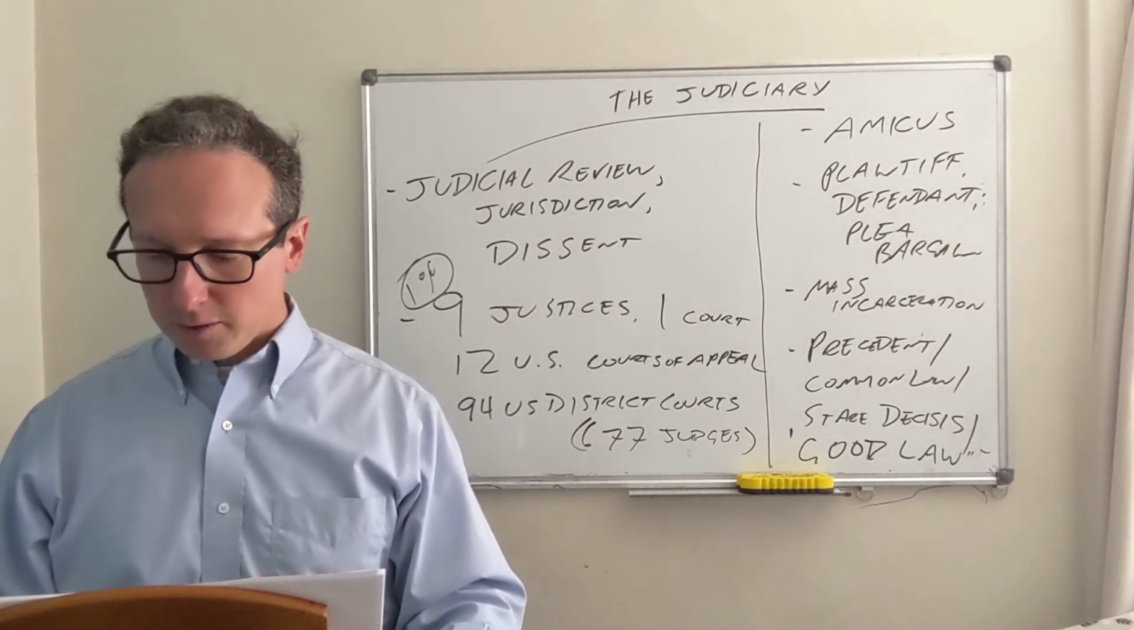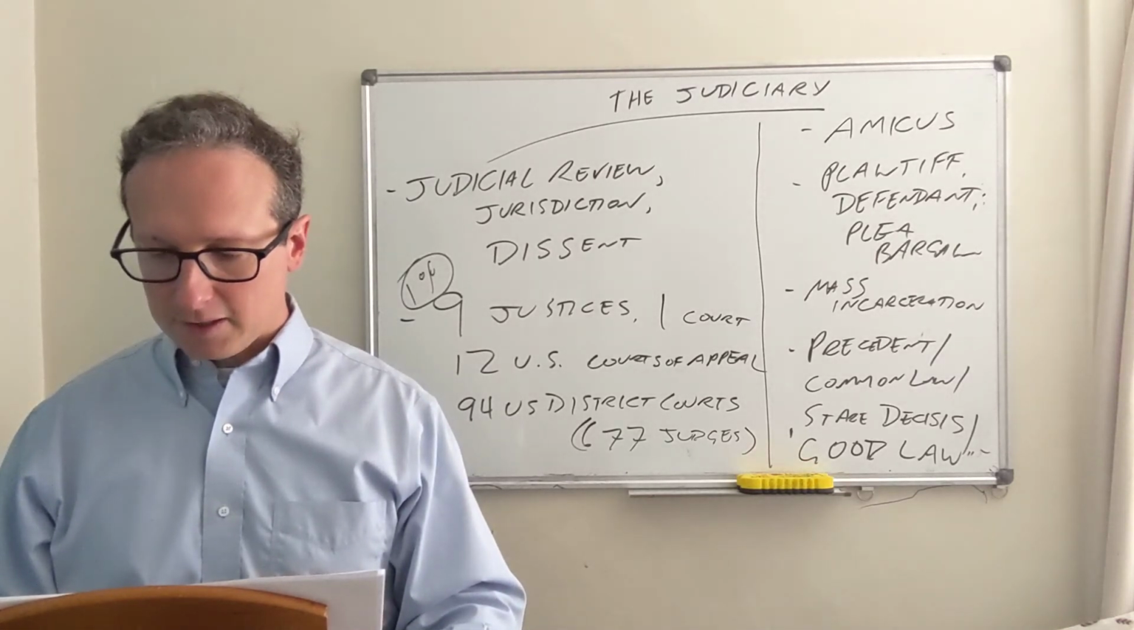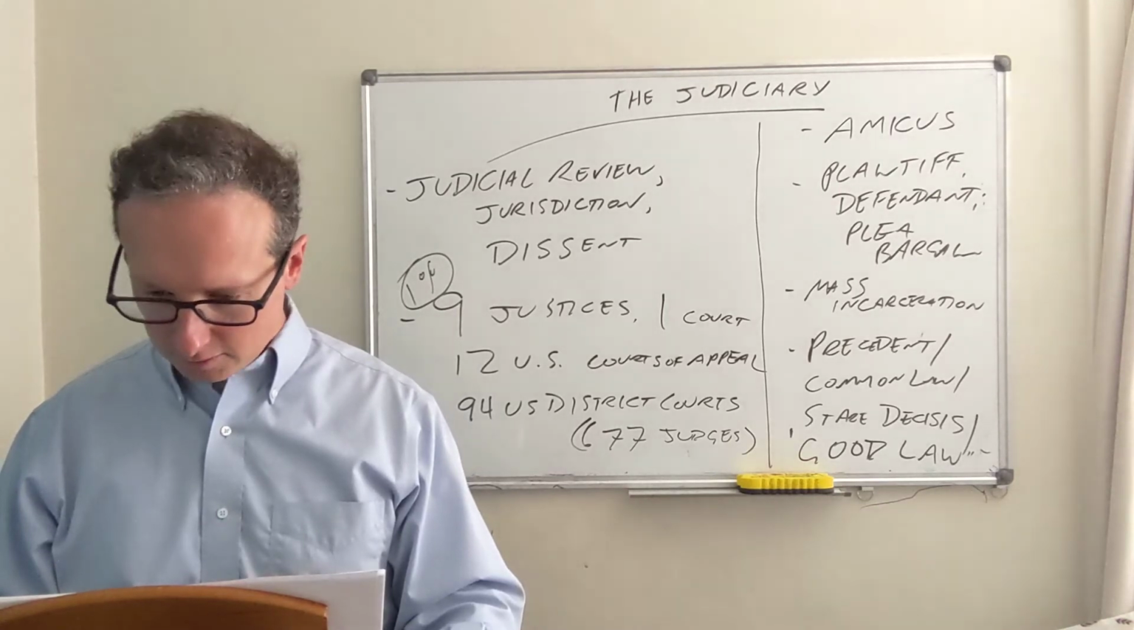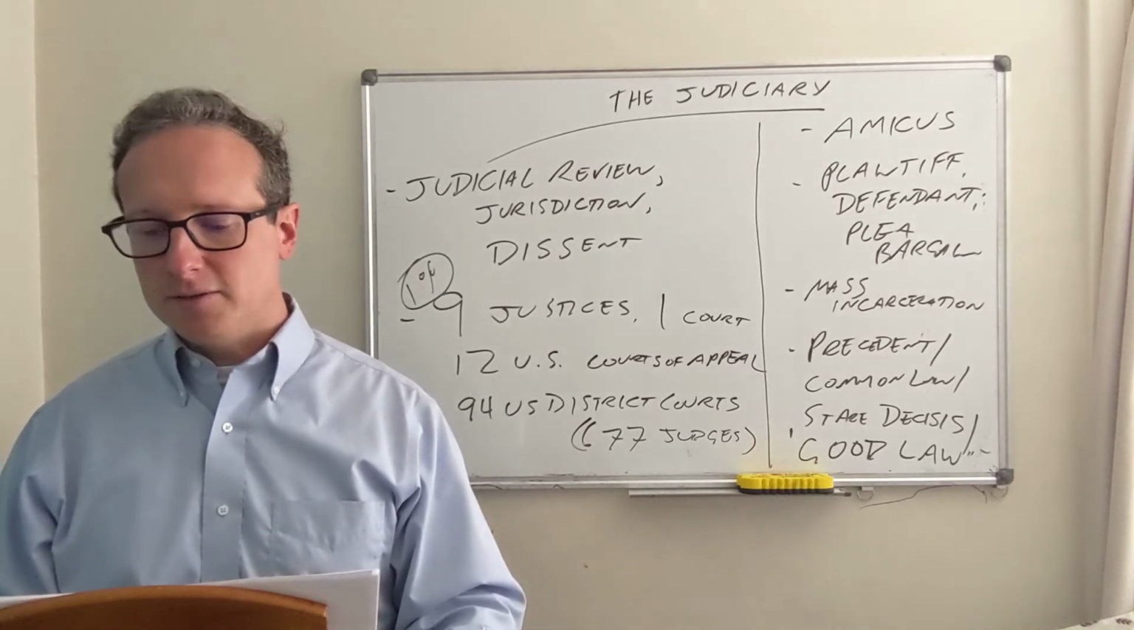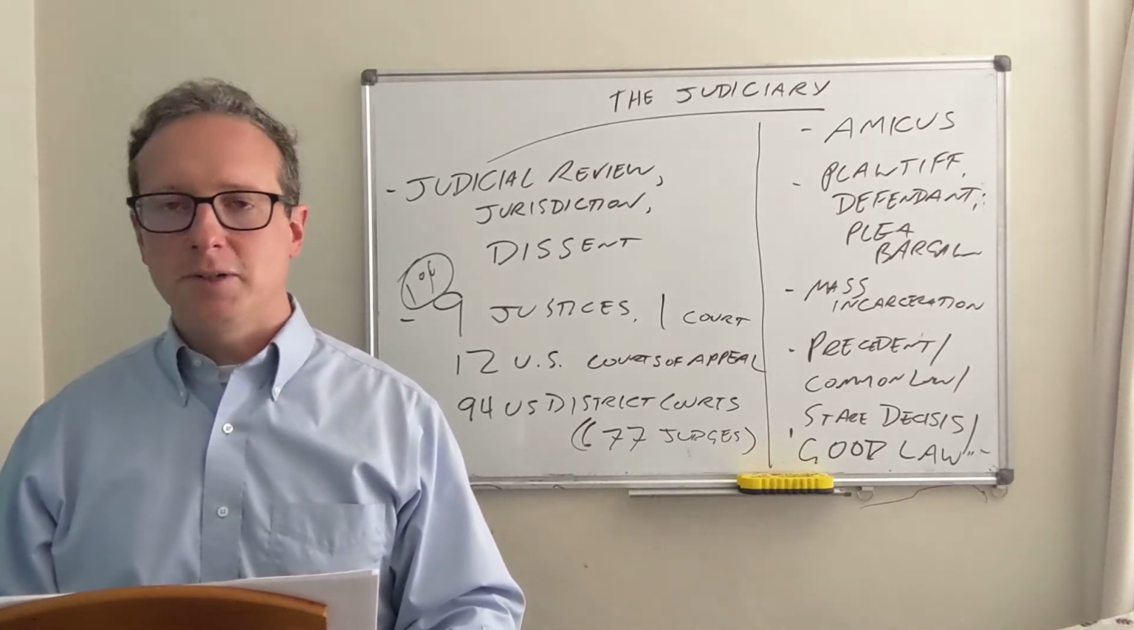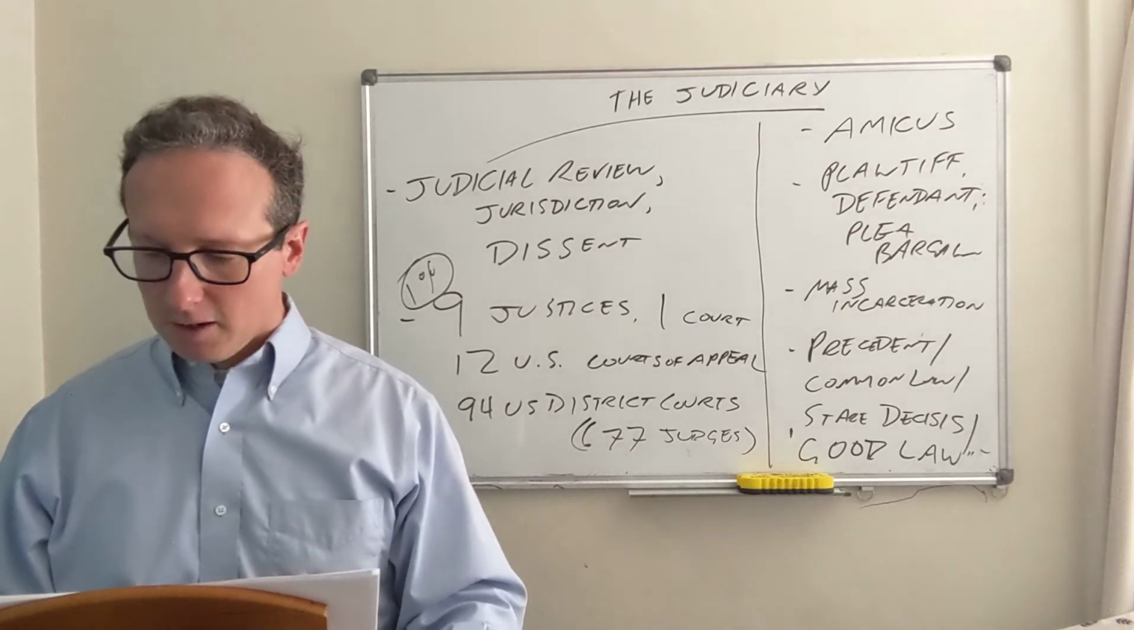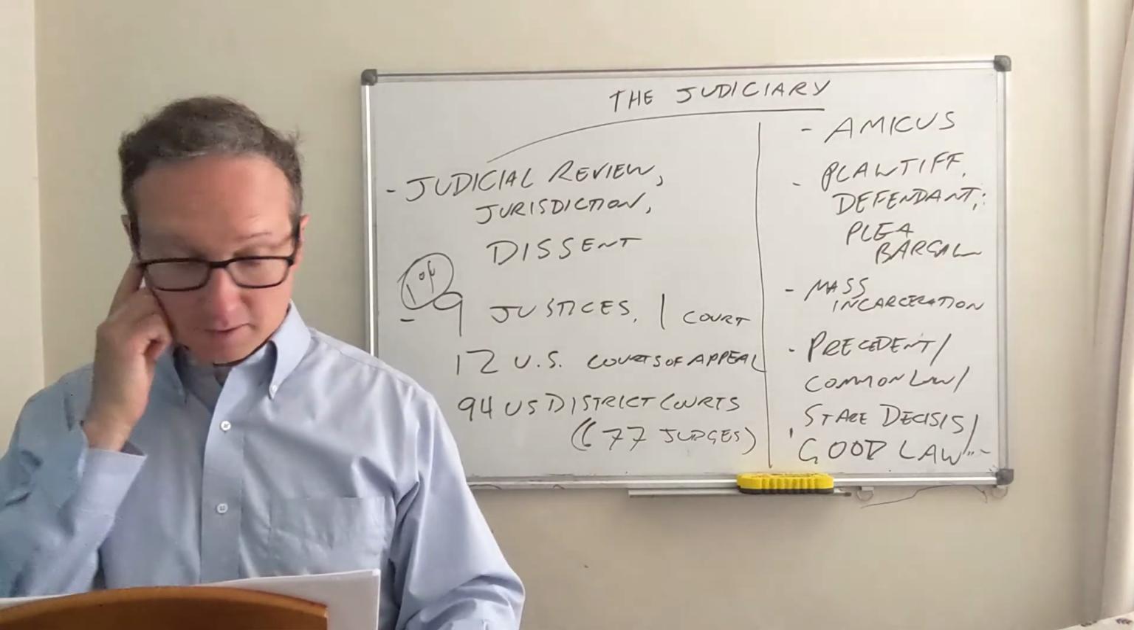So, to paraphrase one quote in your textbook, the court opinion writes opinions for today, and the dissenting opinion writes opinions for tomorrow. One more thing about the Supreme Court, which is amicus briefs.